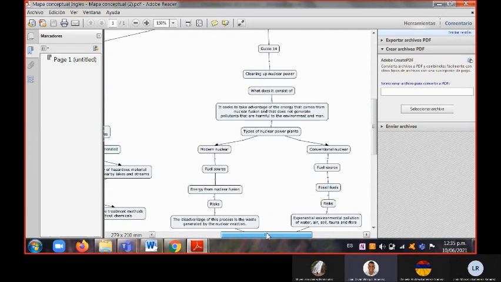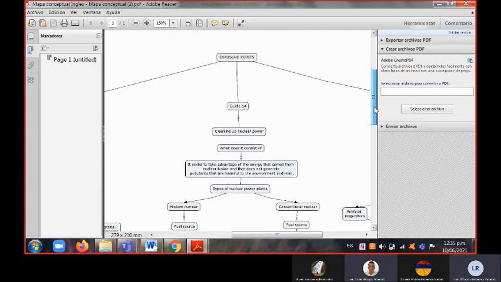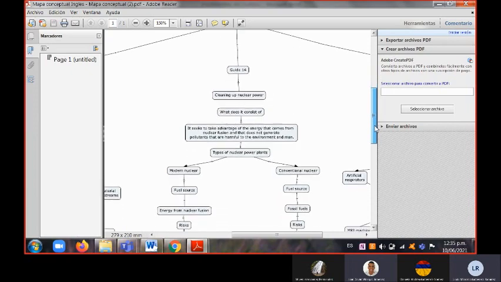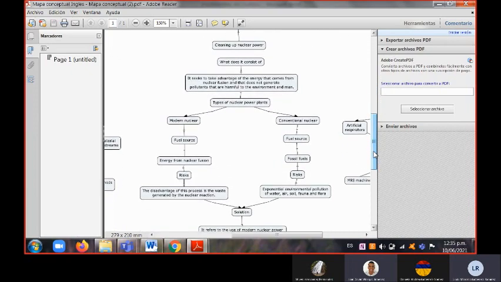Guide 24, clean nuclear power. What it consists of is seeking to take advantage of the energy that comes from nuclear fusion and that does not generate pollutants that are harmful to the environment and man. Types of nuclear power plants: modern nuclear and conventional nuclear. Modern nuclear, fuel source: energy from nuclear fusion. The disadvantage of the process is the waste generated by the nuclear reaction.